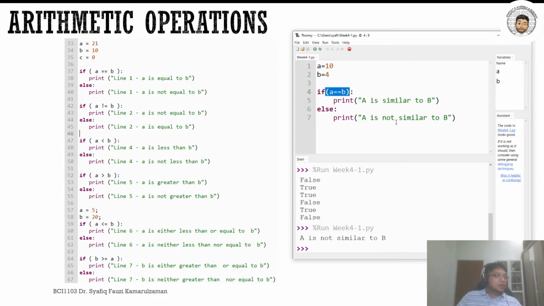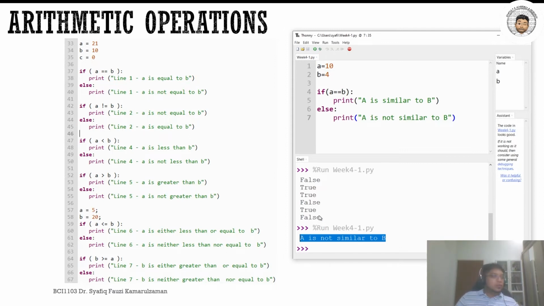And this one is not false. So here, because this one is false, it will skip this part and enter directly down here. When it enters directly down here, what you get is the result from down there: A is not similar to B. This is where we have the comparison work in.